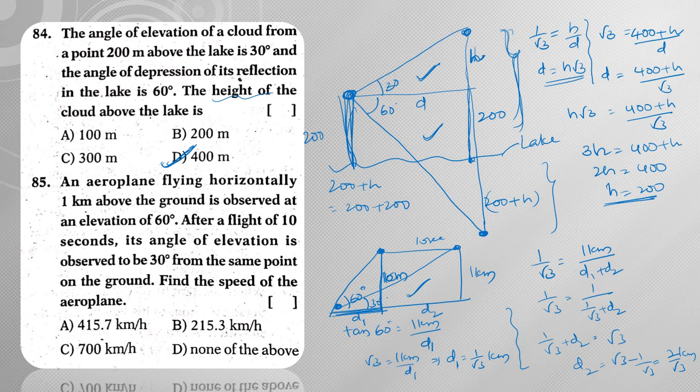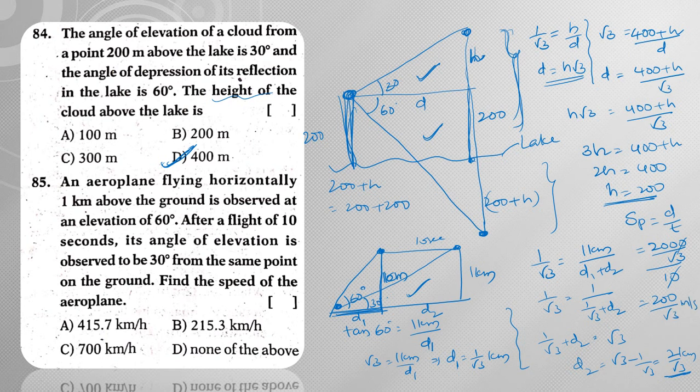Okay, so I need to find out the speed now. So speed is equal to distance by time, right? So what is distance here? Distance is 2 by root 3 kilometers, and time is 10 seconds. Now convert this 2 by root 3 kilometers into meters. So this can be written as 2000 by root 3, divided by the time, 10 seconds. So the 10 gets cancelled, and it is 200 by root 3 meters per second.